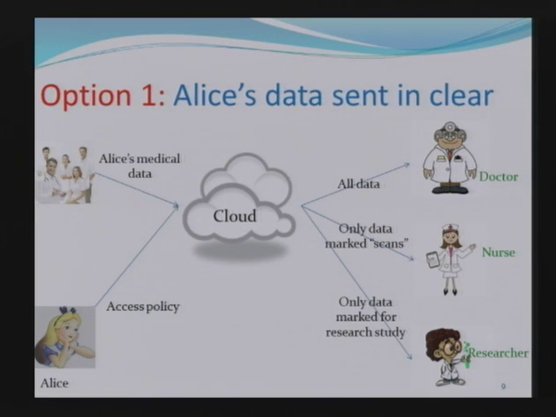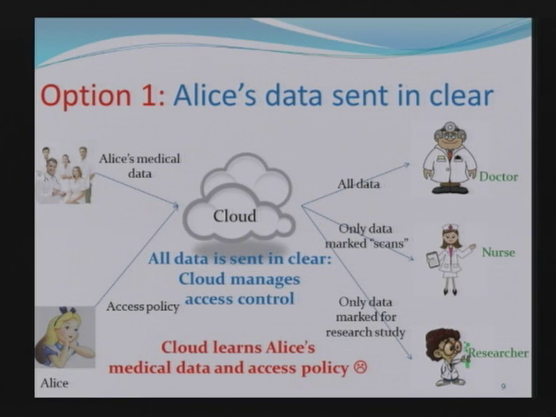So let's see how we can implement something like this. The first solution would be, okay, send all Alice's data in the clear. If that's the case, then the cloud can easily manage the access control. If the nurse comes and says, give me the data that's meant for me, the cloud, of course, can look up this data and give it to the nurse. Clearly, this solution is not good for us, because the cloud ends up learning, first of all, Alice's medical data completely, and secondly, it even learns the entire access policy. As we'll see later, the access policy itself might be sensitive in some applications.